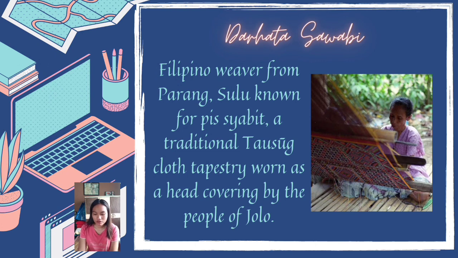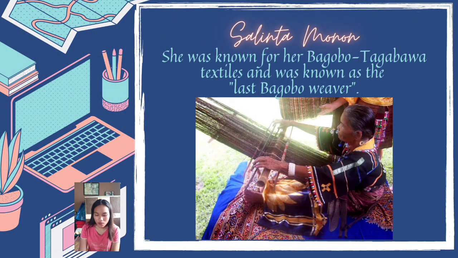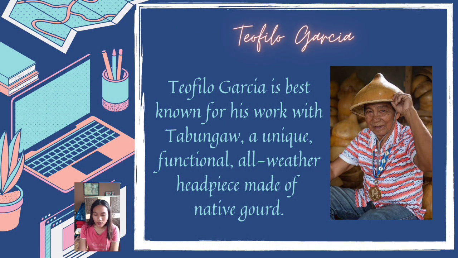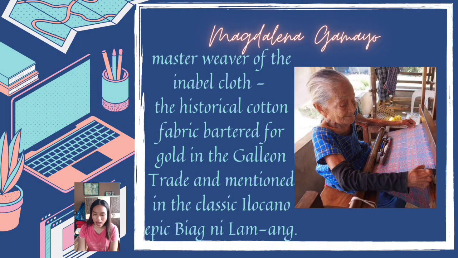So, Tarhata Sawabi. Filipino weaver from Parang, Sulu, known for his Pis Syabit, a traditional Tausug cloth tapestry worn as a head covering by the people of Jolo. So, si Salinta Monon, she was known for her Bagobo Tagabawa textile and was known as the last Bagobo weaver. Teofilo Garcia is best known for his work with tabungaw, a unique, functional, all-weather headpiece made of native gourd. And lastly, we have here si Magdalena Gamayo, master weaver of the Inabel cloth, the historical cotton fabric bartered for gold in the Galleon trade and mentioned in the classic Ilocano epic Biag ni Lam-ang.